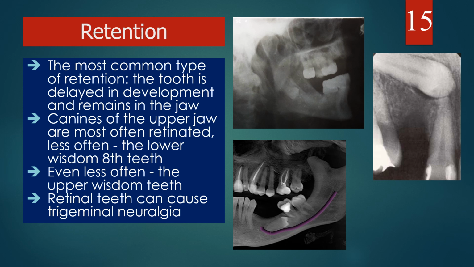Retention. The most common type of retention, the tooth is delayed in development and remains in the jaw. Canines of the upper jaw are most often retinated, less often the lower wisdom 8th teeth, even less often the upper wisdom teeth. Retinal teeth can cause trigeminal neuralgia. Here on these X-rays you can see the teeth which are retinated.